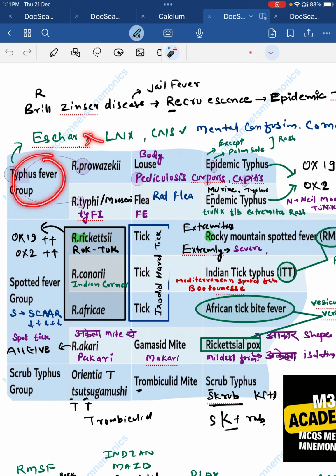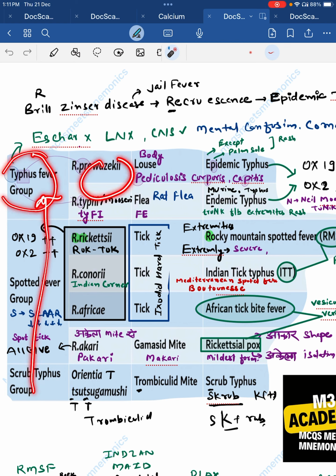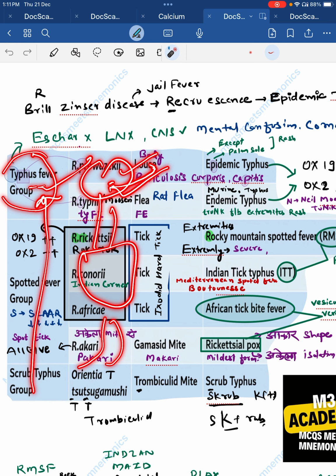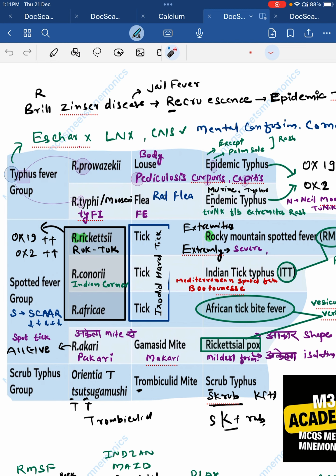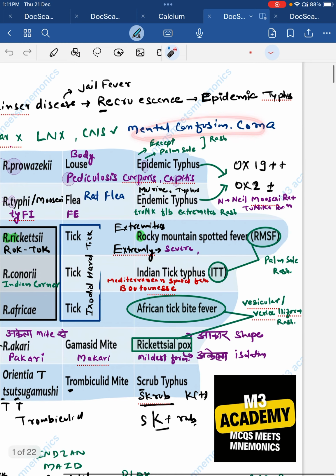Now in the typhus fever group there is no scar, no lymphadenopathy, but there is CNS involvement, meaning mental confusion and coma. How do we remember? As you see in this table, the top position is held by the typhus fever group, and in our body the top position is held by our head, our CNS, our brain. So top is related to top. CNS symptoms are seen in the typhus fever group, meaning mental confusion and coma.